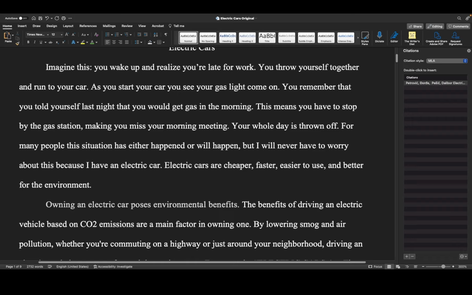For many people, this situation has either happened or will happen. But I will never have to worry about this because I have an electric car. Electric cars are cheaper, faster, easier to use, and better for the environment.